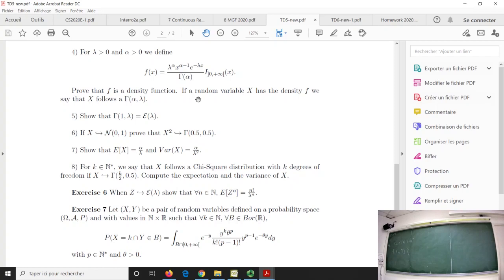Okay? So here, I have defined this, okay, and the question is stupid from what I have done previously. That is, compute the expectation and the variance.